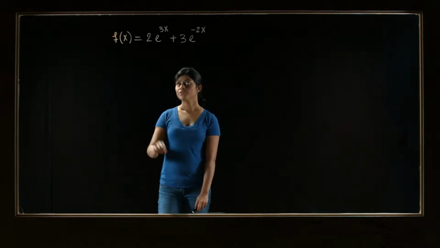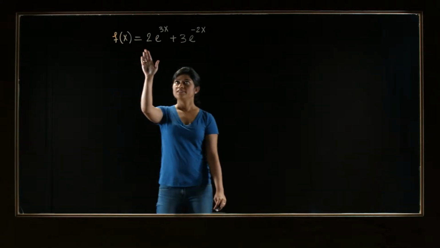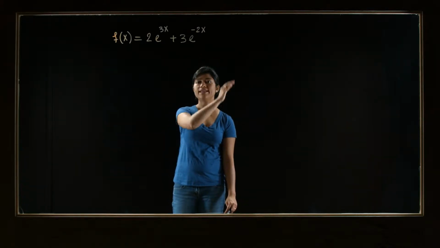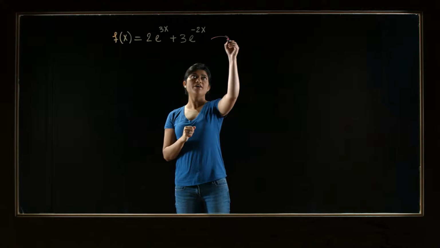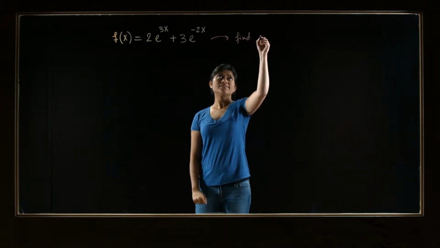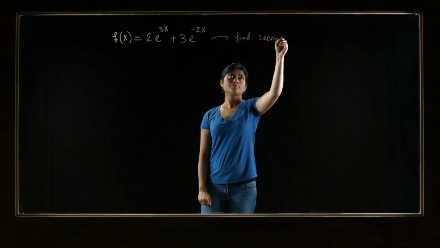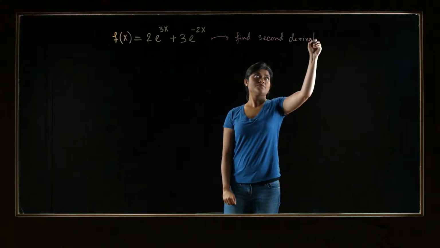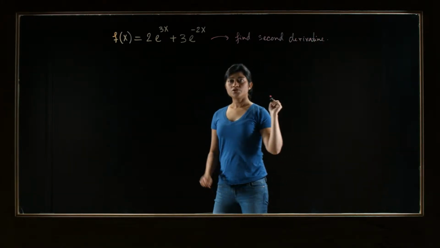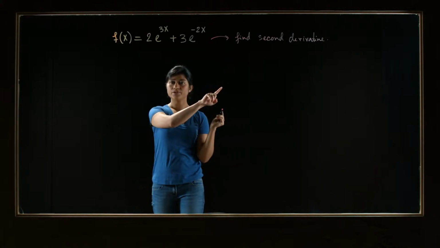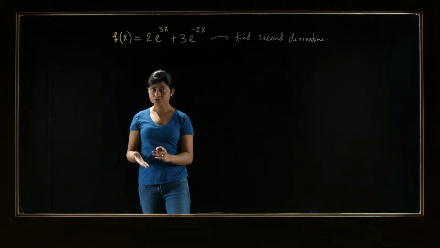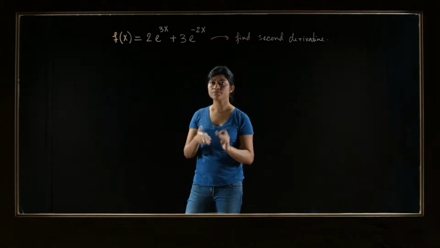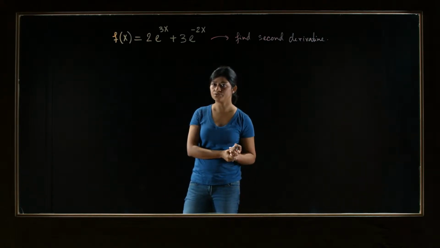In this problem, we have this function. It is 2e to the power 3x plus 3e to the power negative 2x. And we have to find the second derivative of this function. So, in order to compute the second derivative, we first have to compute the first derivative and then take the derivative of the first derivative. That's how we will get our second derivative.